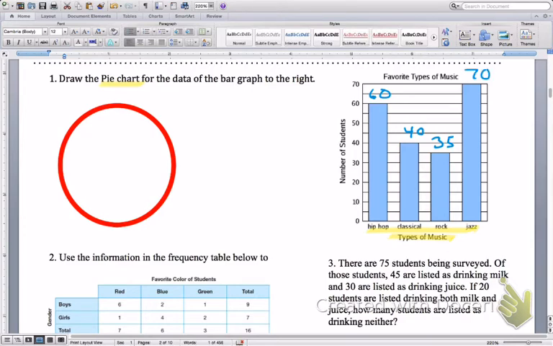So there is a total of, I'm going to add these numbers, 70 plus 60 plus 40 plus 35. So I can see how many total there are. So we have 5. We're going to add 7 and 6 is 13, plus 4 is 17, plus 3 is 20. So there are a total of 205 students that were surveyed. So this is going to be my total here. So now I'm going to go ahead and figure out each section. So I'm going to go ahead and start with hip hop.